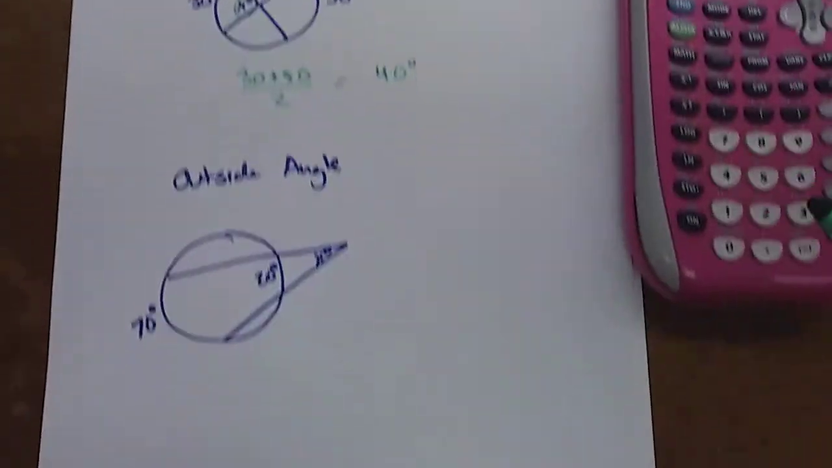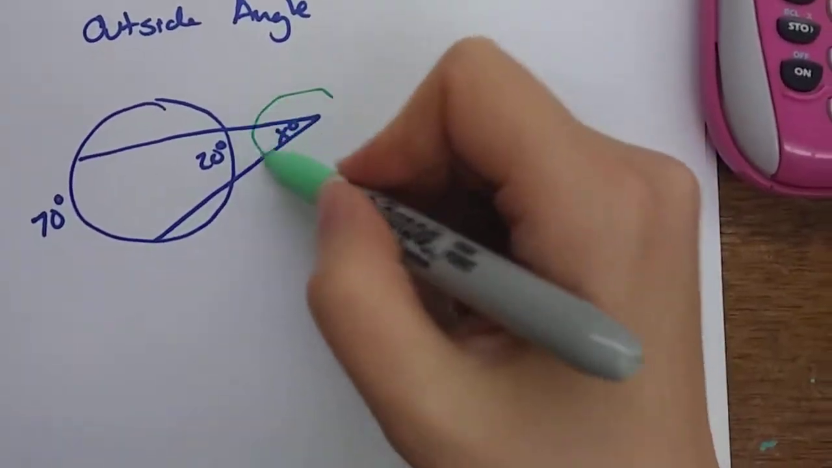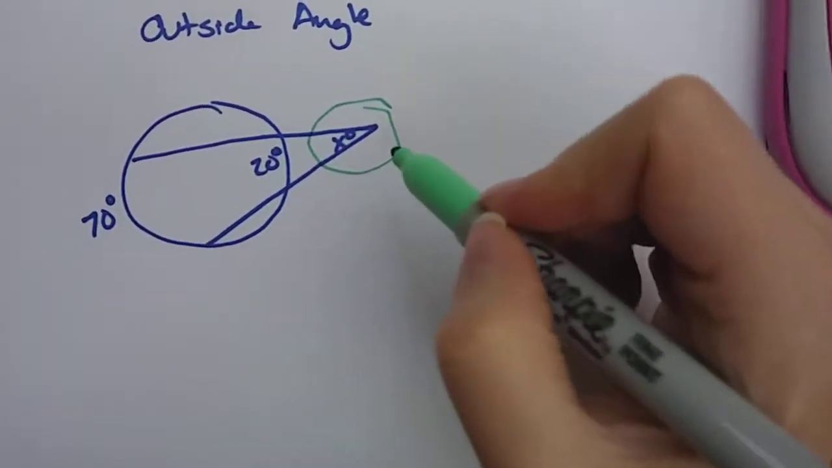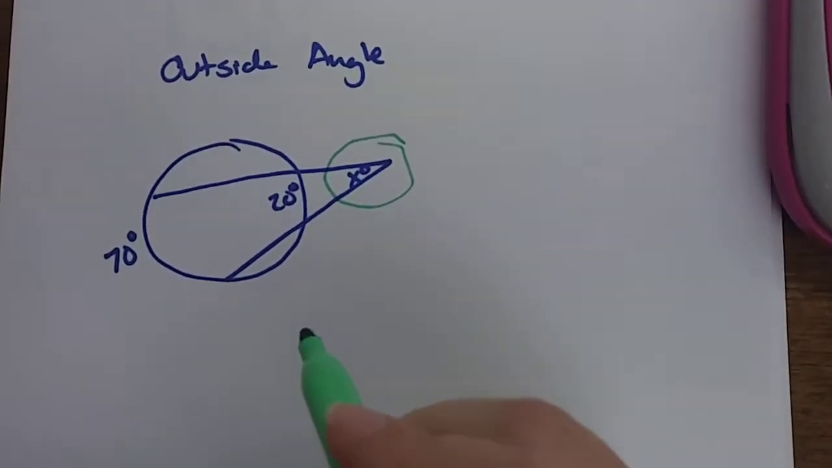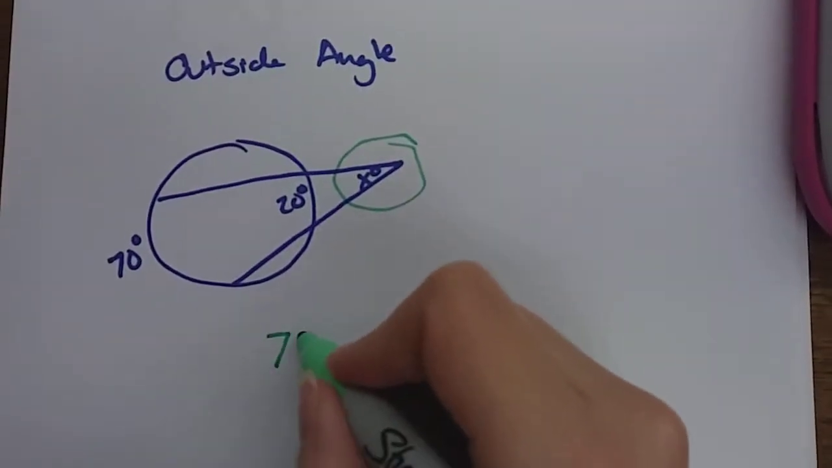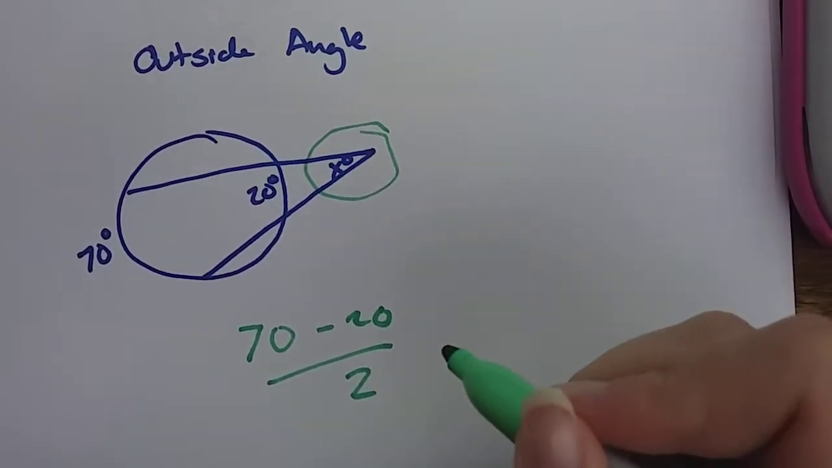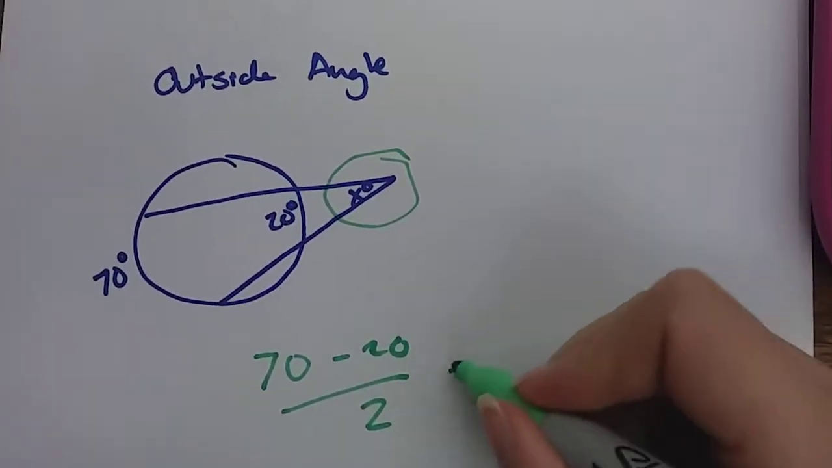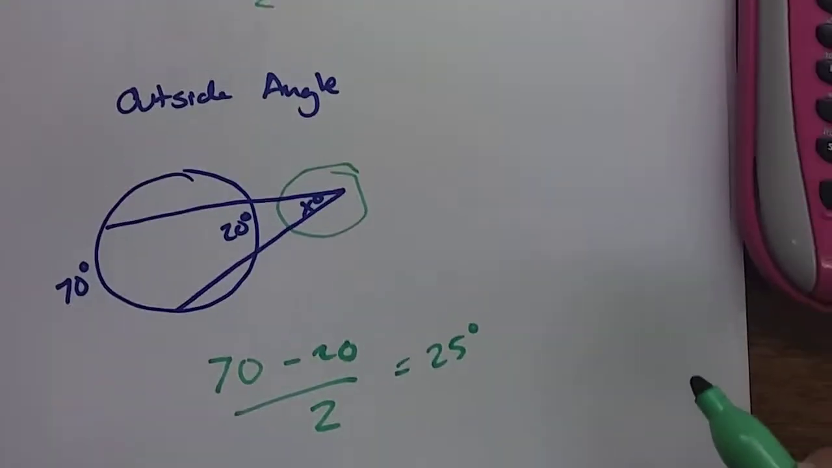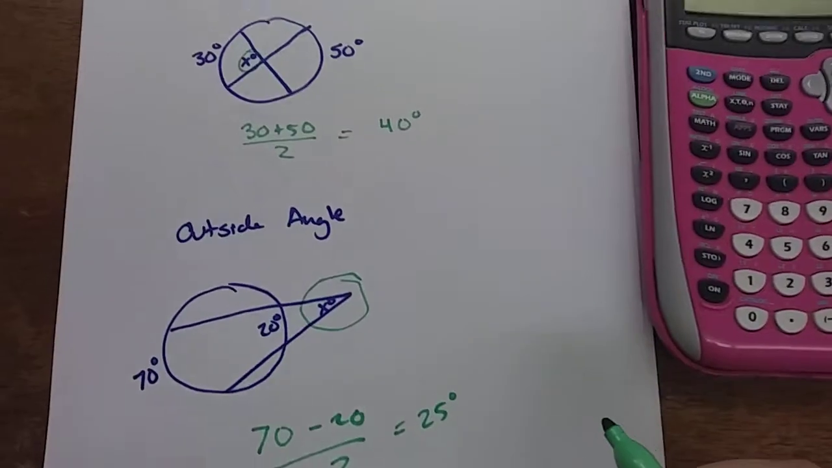Okay? Now if you have an outside angle, which I'm talking about this angle out here, it's outside of the circle, you're going to subtract and take half. So I do 70 minus 20 divided by 2. So that would be 50, half of that is 25. And that's a quick review of what we did last time.